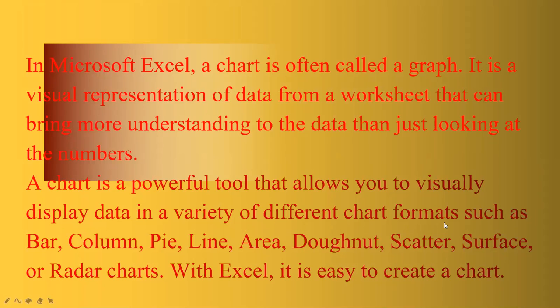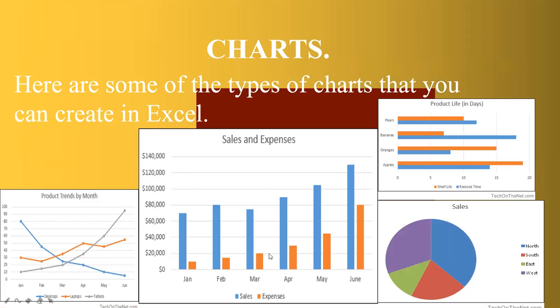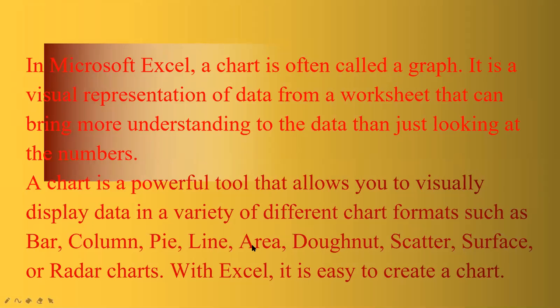A chart is a powerful tool that allows you to visually display data in a variety of different chart formats. There are different formats of the chart, like I explained in the previous one: this is the graph chart, this is a pie chart, this is a line chart, and these are known as bar chart, bar graph, column chart or column graph, pie chart, line chart, area, donut, scatter, surface. There are a lot more, or radar charts. With Excel, it is easy to create a chart, right? So chart is making our work easy and clear.